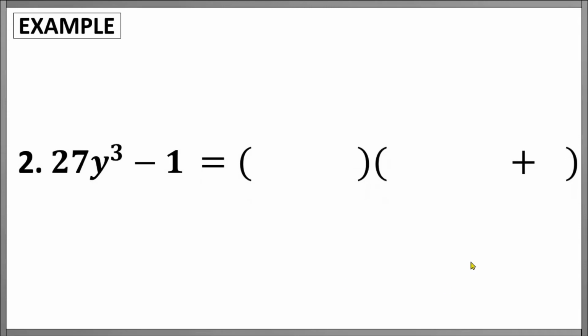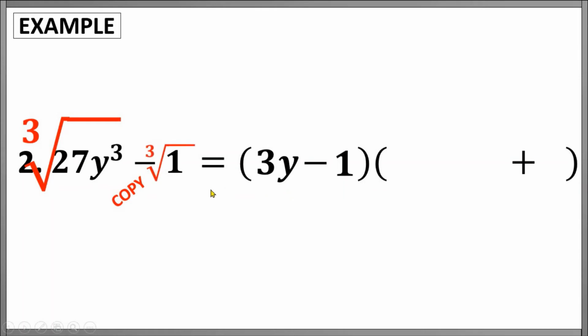Setting up its factors, we have a binomial and a trinomial. For the binomial factor, we get the cube root of 27y cubed, which is 3y. Copying the operation on the given, minus, and then take the cube root of 1, which is still 1, because 1 times 1 times 1 is 1.